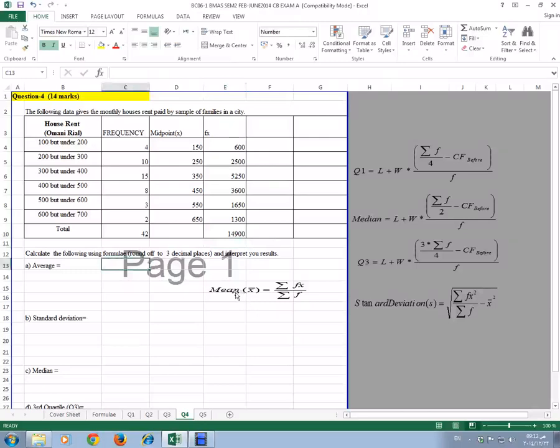So according to the formula, the mean is this total divided by this total. So it is equal, you click this value, divide by this value, press enter. This is the mean for that data.